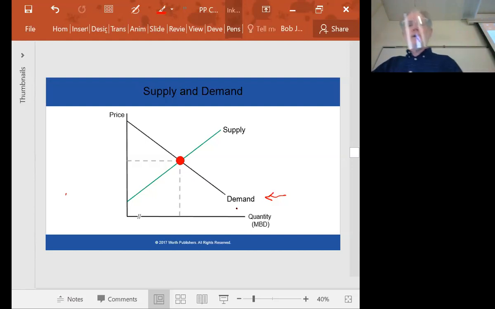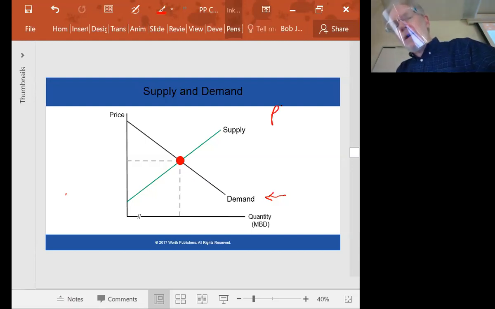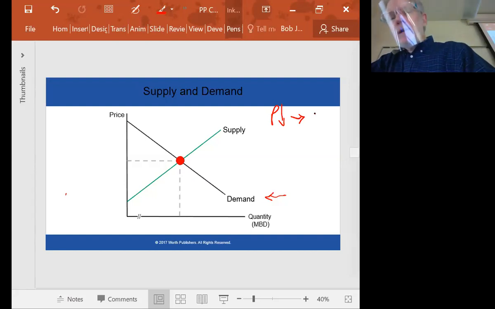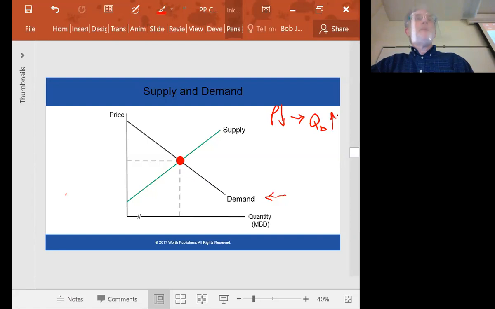The negative slope is telling us that when the price of this product goes down, other things being equal, consumers are going to respond in a predictable way. If something becomes cheaper, what are consumers going to do? They're going to buy more, which means the quantity demanded goes up. And that is simply reflected by the negative slope of the demand curve.